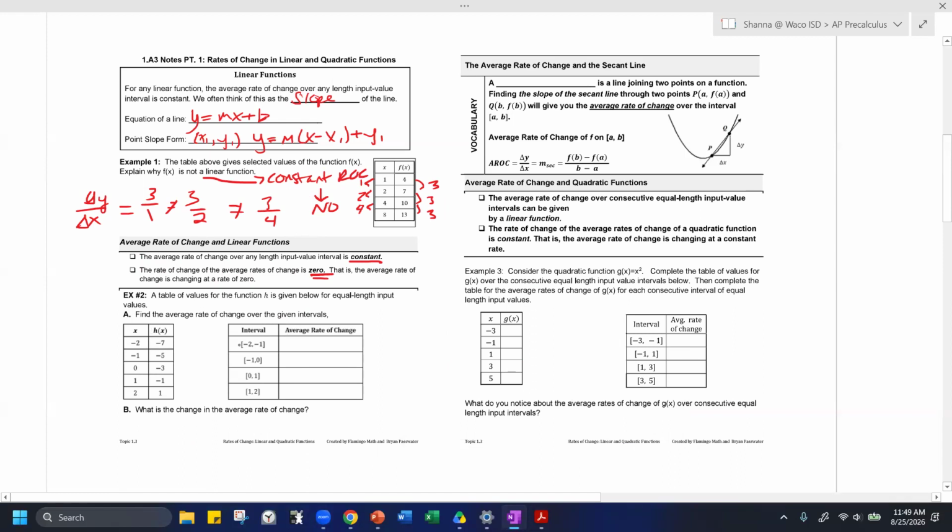So we're going to start here. On the interval from -2 to -1, we're going to find its average rate of change. The change in my range, -5 minus -7, puts us at 2. Our change in x, -1 minus -2, puts us at 1. So my average rate of change is 2 over 1, which equals 2.